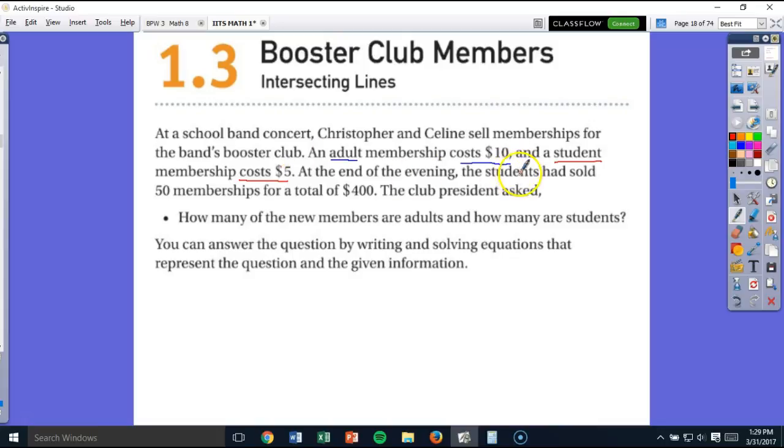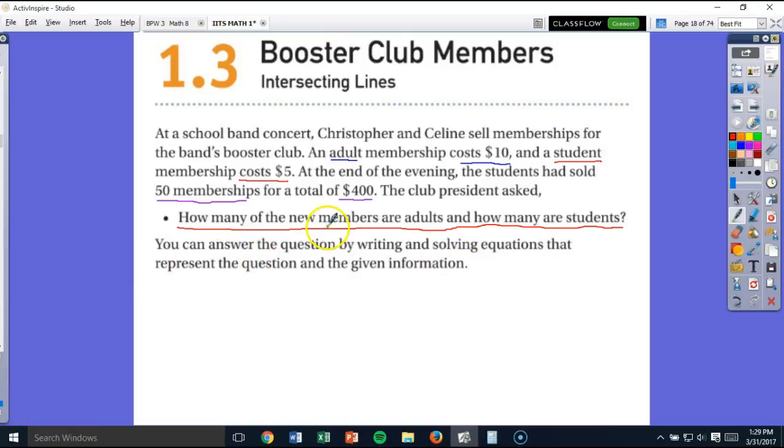At the end of the evening, the students had sold a total of 50 memberships for a total of $400. So the club president then asked, how many of the new members are adults and how many are students? It tells us you can answer the question by writing and solving equations that represent the question and the given information.